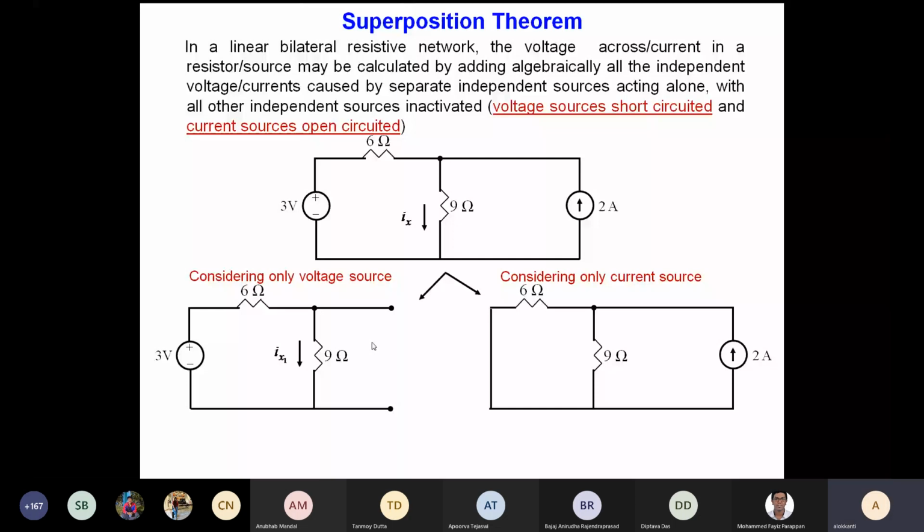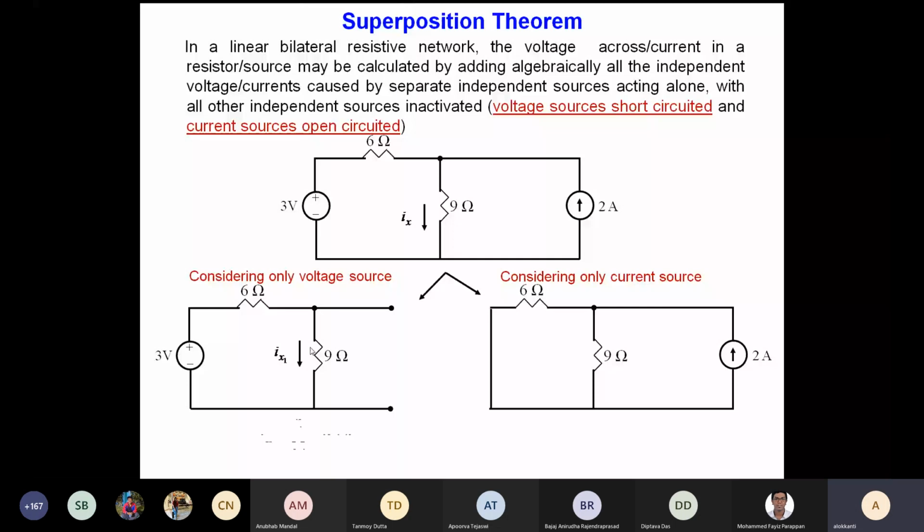It is 3 by 15. It is a simple circuit: 3 by 6 plus 9. Will these terminals have any effect? No, sir, these are just open wires. You only have current when the circuit is closed. So Ix1 will be 3 by 15, since 9 plus 6 is 15. So Ix1 is 3 by 15, equal to 0.2 ampere.